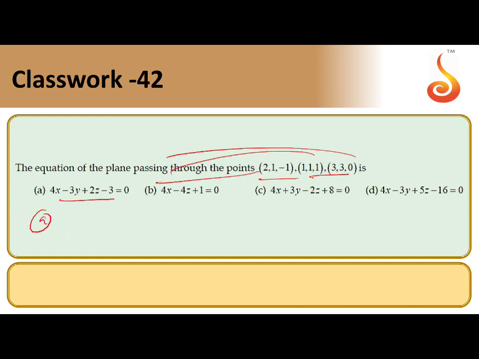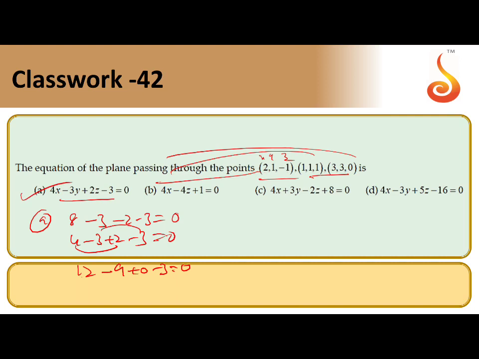So now substitute x, y, z. 4 into 2 is 8, minus 3, minus 2, minus 3. That means minus 8 plus 8, which is 0, satisfies. Now (1, 1, 1): 4 minus 3 plus 2 minus 3, 6 minus 6, 0, satisfies. Third point, x is 3: 12 minus 9 plus 0 minus 3. So 12 minus 12, 0, satisfies. That means all 3 points are satisfied, so option A is the right answer.